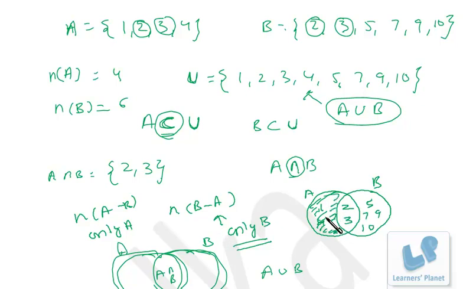Getting my point? So this portion is only A, this portion is only B, but this entire circle is B and this entire circle is A. The entire circle of A also includes the intersection of A and B. Okay, it will be better cleared when we take examples.